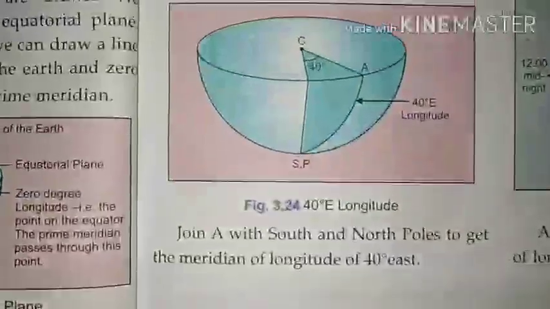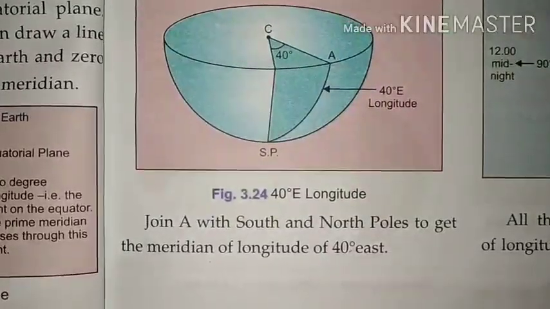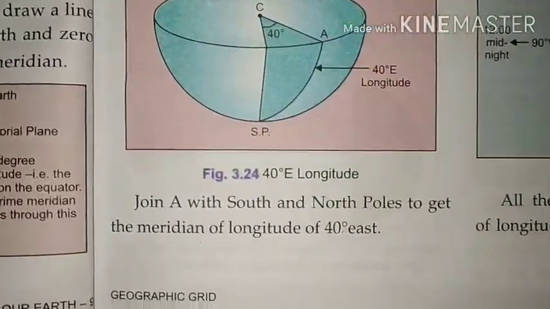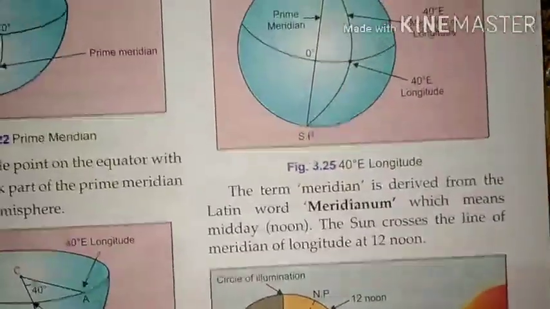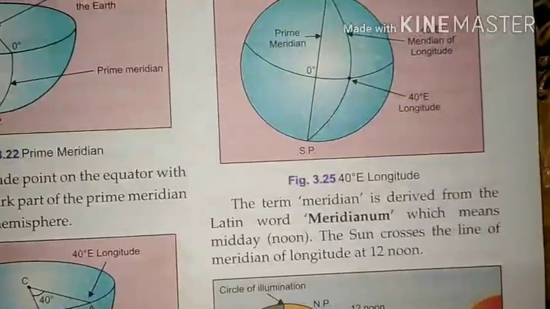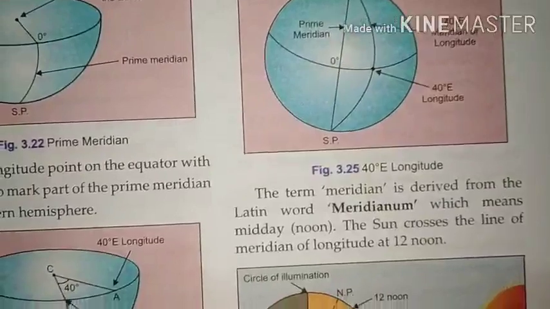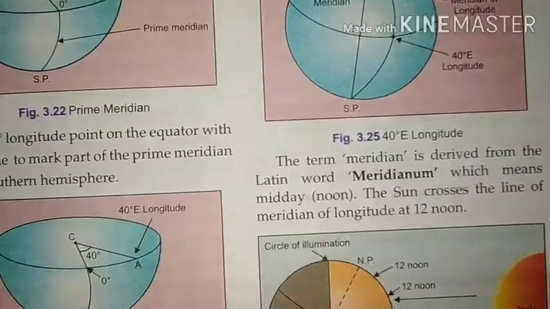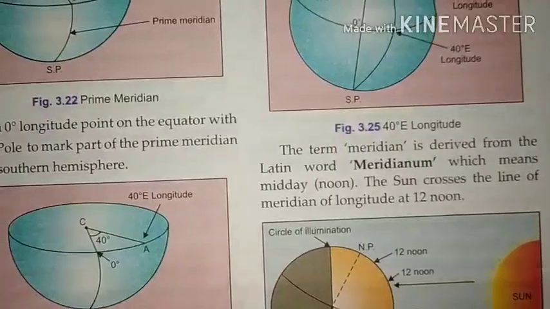We will join C and A, as you can see in the figure. The angle which is measured is 40 degrees, so that is 40 degrees east longitude. Now we will join A with the south and north pole to get the meridian of longitude of 40 degrees east. So this is how it is drawn. The term meridian is derived from the Latin word meridianum, which means midday.